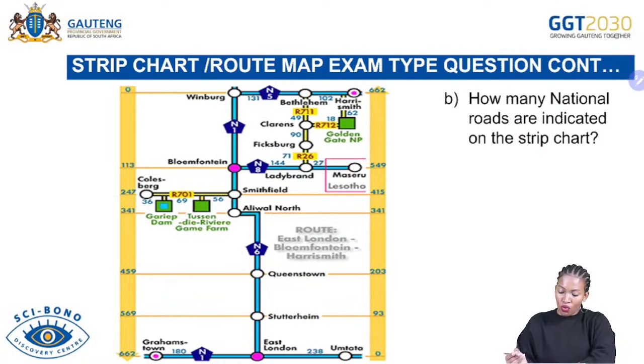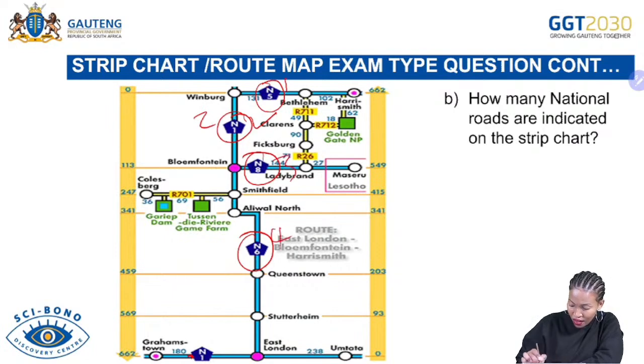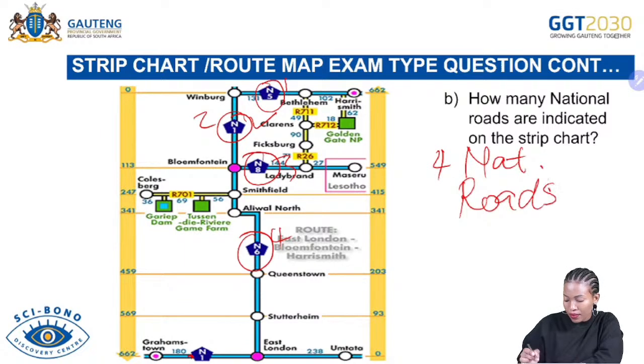How many national roads are indicated on the strip chart? We've got N5, we've got N1, we've got N8, we've got N6. We cannot count the N1 again, guys, because we've already counted it here. So how many national roads? It's 1, 2, 3, and then 4. So there are 4 national roads. That is the answer then. Straightforward.